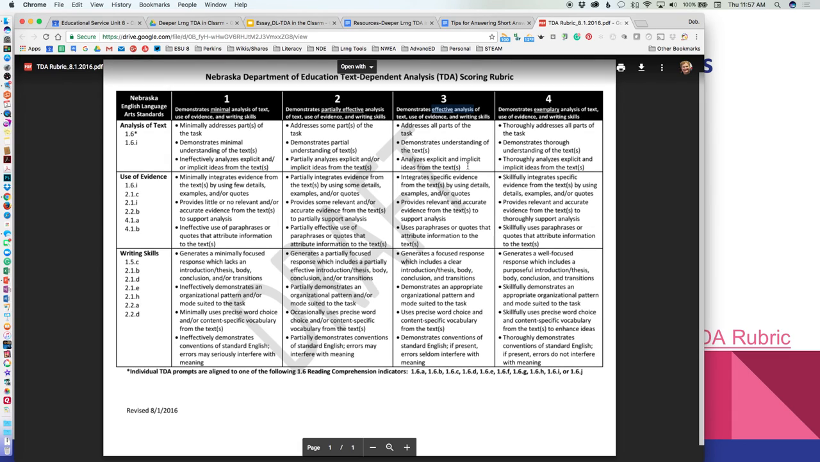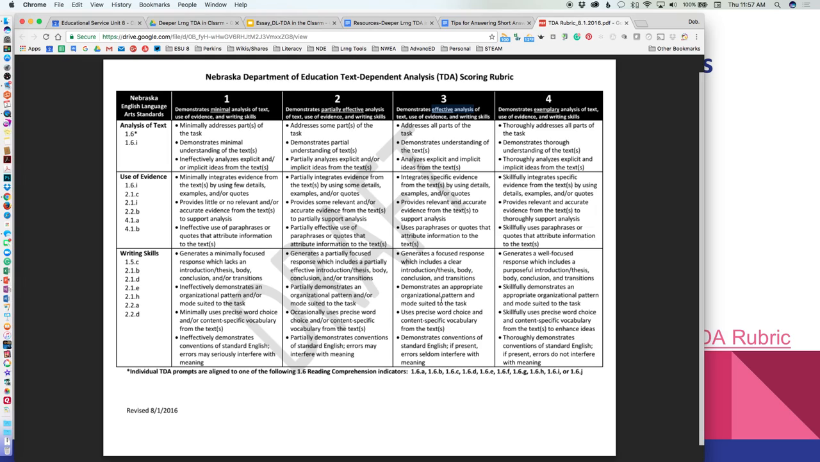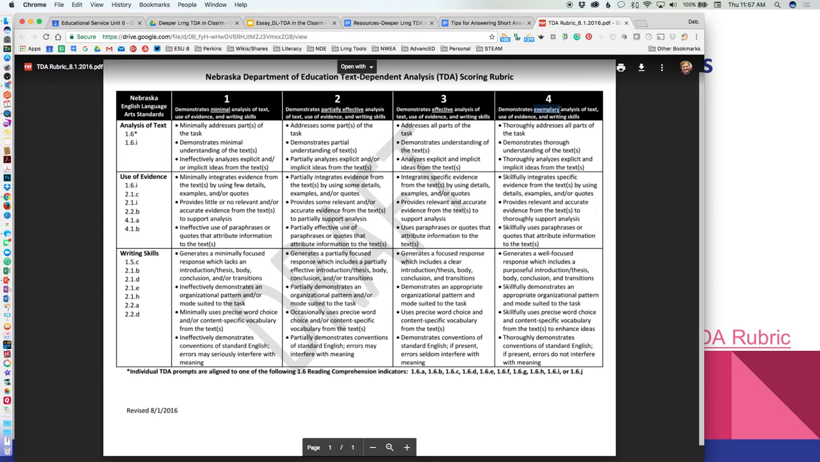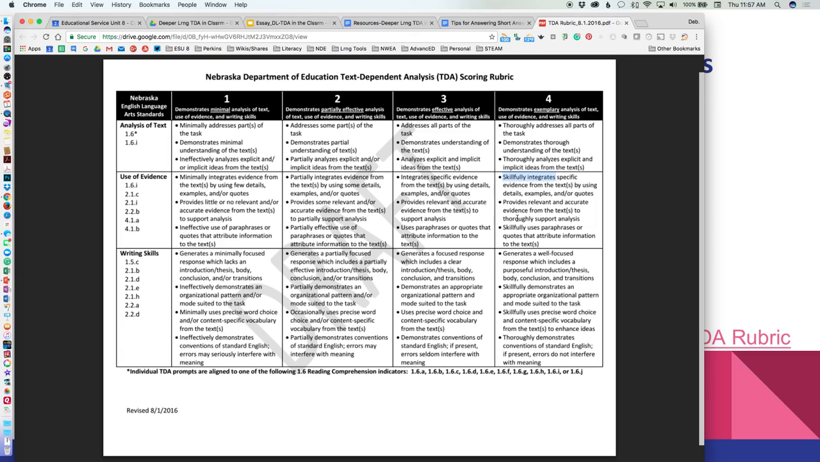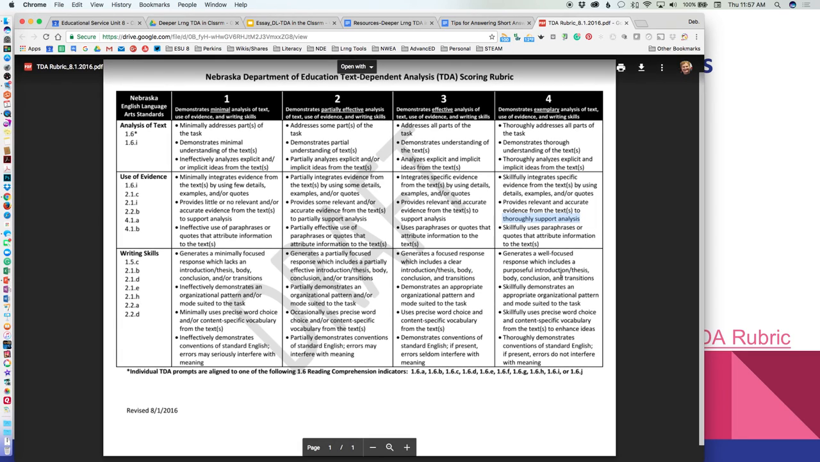The level three is effective analysis, and so it addresses all parts of the task, that is an analysis of the text, use of evidence, and then the writing skills. So we have all of these indicators with each of those domains which tell us how our students perform. Then at level four, it's exemplary. This describes what an exemplary response, what qualities you'll see by all of the bullets here. Now see, it thoroughly addresses all parts of the task. Thorough. There's a thorough right here. Skillfully integrates. Thoroughly supports the analysis. All of those. So when you're working with your students, the key words to remember are minimal, partially effective, effective, and exemplary. Those are the scoring points.